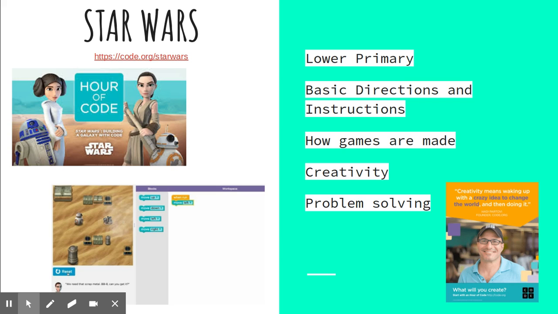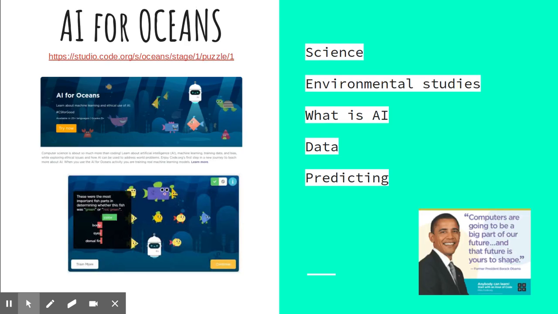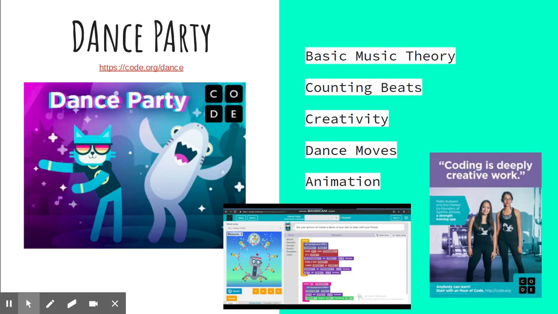Star Wars, again, basic commands. And also it helps students to understand how games are made, how students get points when they're playing games, how they lose points, and how these are programs. They understand how games work. AI for Oceans, this is brilliant. There are lots of fascinating facts about the pollution in our oceans and what needs to be done about it. Students will also understand how data is collected and how AI uses data. Very useful.